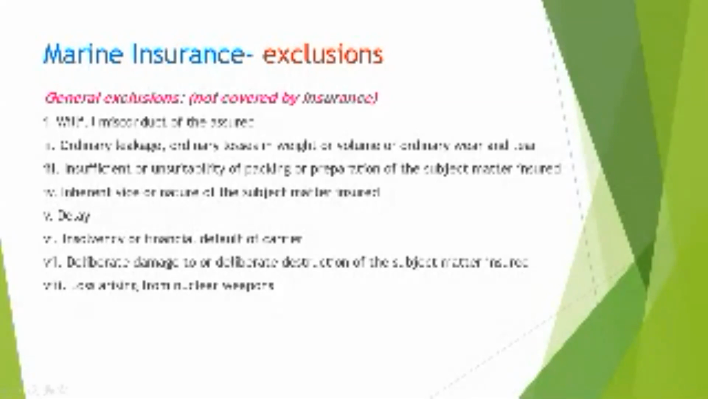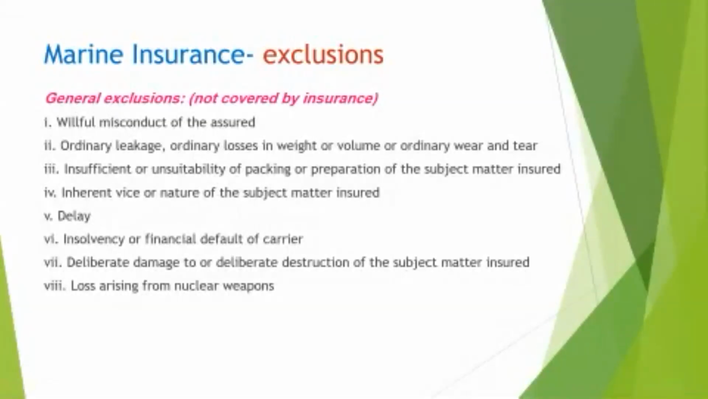Delay is not a subject for the insurance, or financial default of the carrier, or deliberate damage or deliberate destruction is not subject of the insurance. If they notice the damage was deliberately caused, this is out of question. Or loss arising from nuclear weapons, this is again out of the insurance. So these are the subjects which are not covered by insurance. If they happen to your cargo, it is out of the insurance.